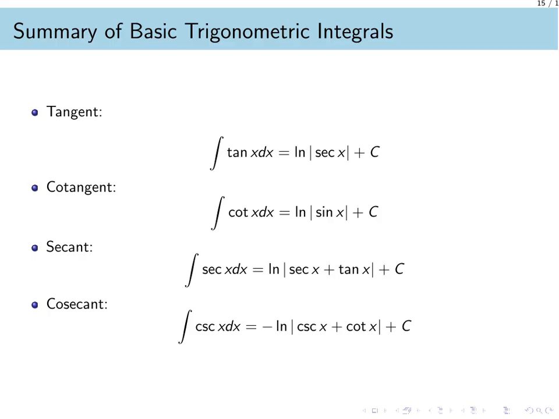This slide summarizes the integral formulas for the 4 basic trigonometric functions. The integral of tangent x is the natural log of the absolute value of secant x. The integral of cotangent x is the natural log of the absolute value of sine x. For secant x, the integral is the natural log of the absolute value of secant x plus tangent x. Finally, the integral of cosecant x is the negative natural log of the absolute value of cosecant x plus cotangent x. Memorizing these standard forms will speed up your work on more complex problems.